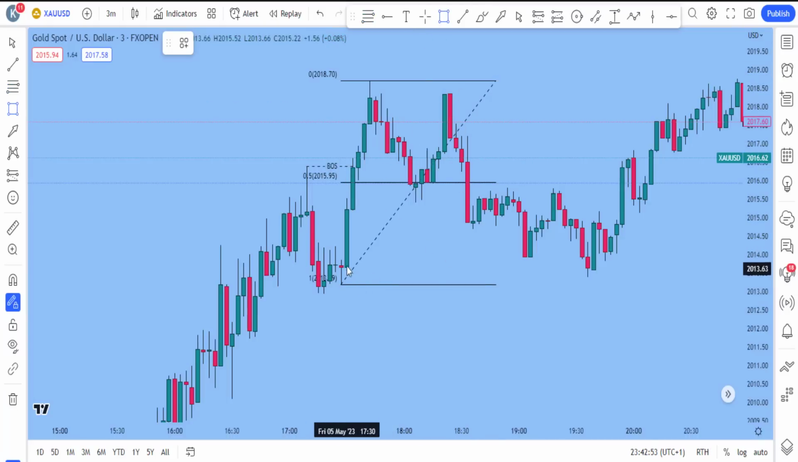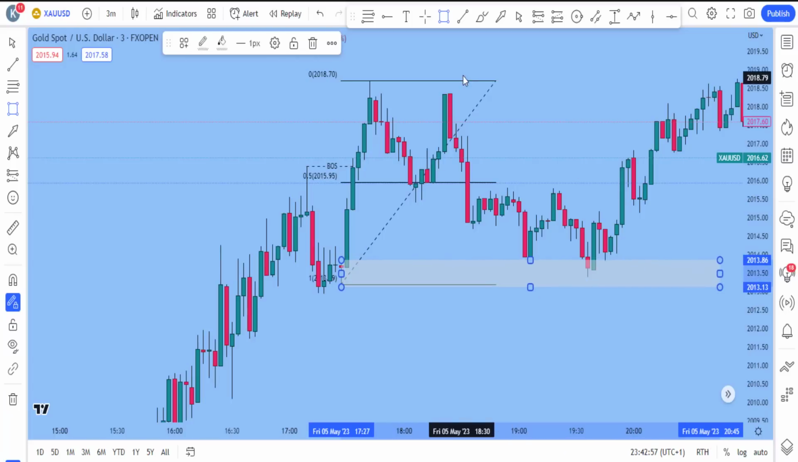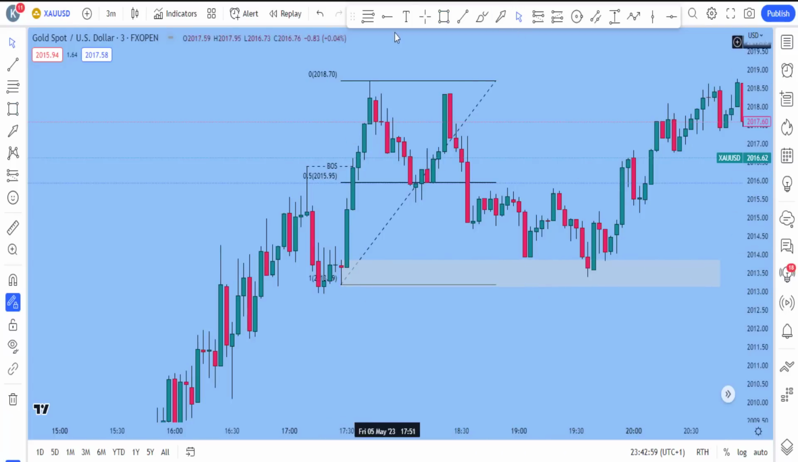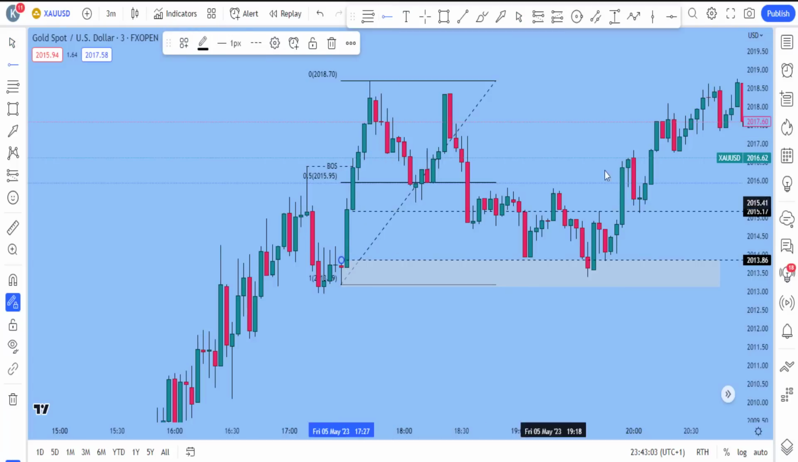An institutional reference point. This is an order block, a bullish order block, guys. Okay, a bullish order block. And then what else do we see? A fair value gap. This one, this very big fair value gap.